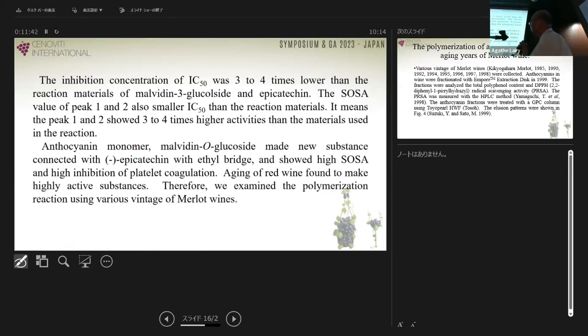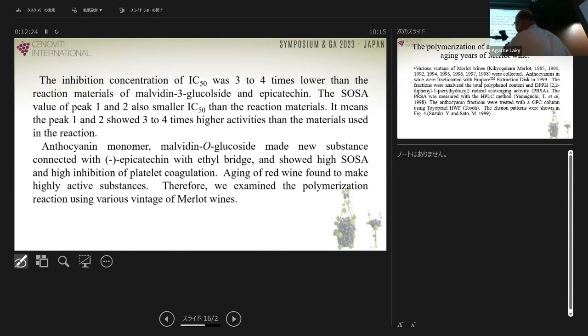Malvidin 3-glucoside and epicatechin. The SOSA values of peak one and two also had smaller IC50 than the reaction materials. It means peak one and two showed three to four times higher activity than the materials used in the reaction. And the anthocyanin monomer, malvidin 3-glucoside, made a new substance connected with epicatechin with an ethyl bridge and showed high SOSA and high inhibition of platelet coagulation. Aging of red wine was found to make highly active substances.